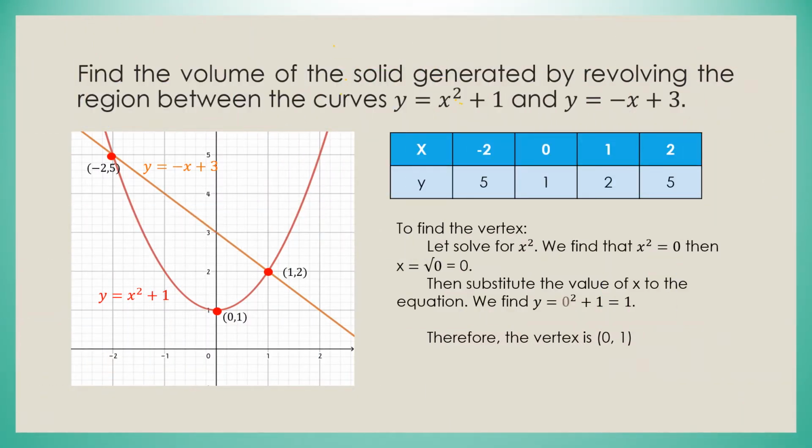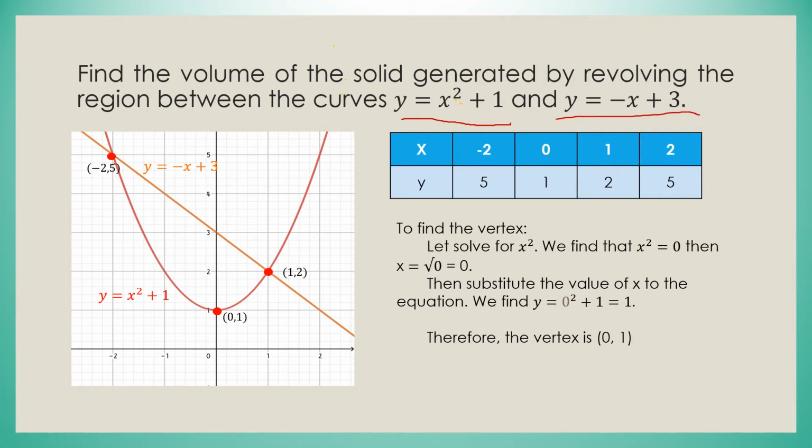So the problem that we have is: find the volume of the solid generated by revolving the region between the curves y equals x squared plus 1 and y equals negative x plus 3. So we have the two given curves.